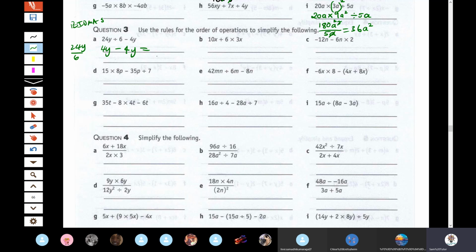What's 4y take away 4y? 0y. Oh, no, you don't need to write 0y. You just write 0, because 0y is the same as 0. Would you lose a mark if you said 0y in a test or exam? You won't lose a mark, but we just don't write it. Okay. So it's better to get used to it like this.